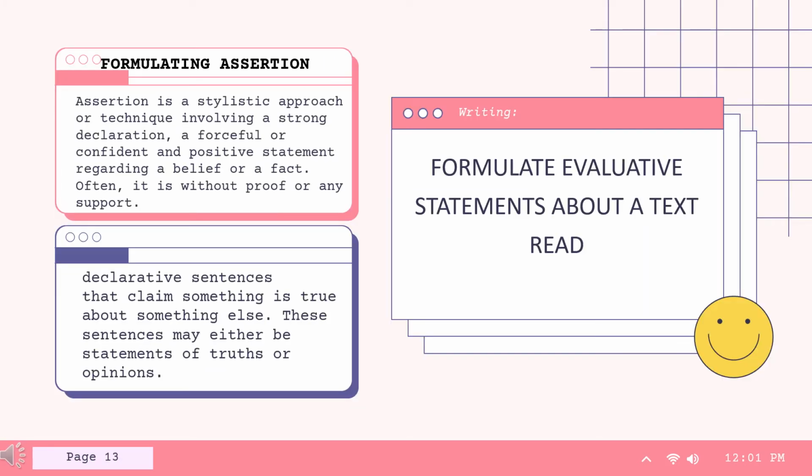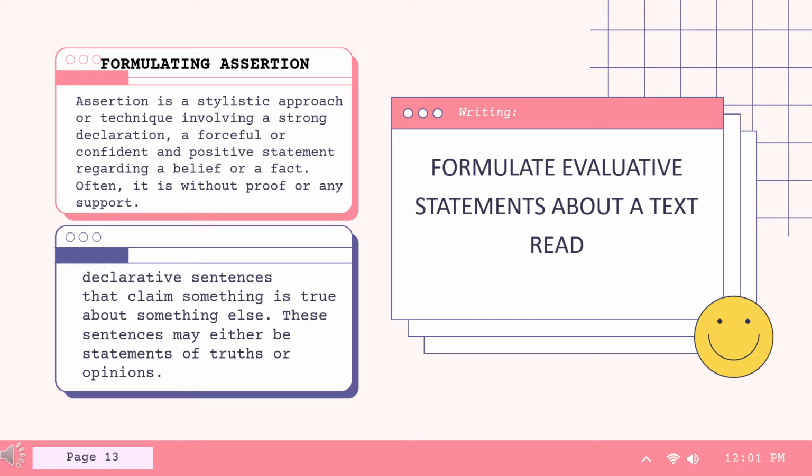The question a while ago is connected with the next concept that we'll be dealing with. And this is all about formulating evaluative statements about a text read. Class, when we say formulate, it is synonymous to the words construct, compose, write, make, and so on. Since we are trying to evaluate or assess a certain statement, we should read it critically. And with that, we will be dealing as well with how to formulate assertions.